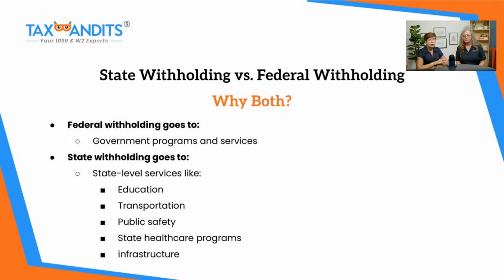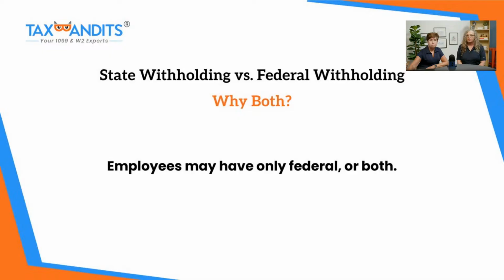Rebecca, why do we have both federal and state withholdings? Okay, so the federal withholding goes to programs like military and homeland security, things like that. The state withholding goes to state level services like your schools, education, public transportation, public safety officers, state healthcare programs like Medicare, Medicaid, and the infrastructure, which is building highways and things like that. Employees are required to pay both. All employees are going to pay federal tax. If they live and work in a state that requires state tax, then they'll pay both.